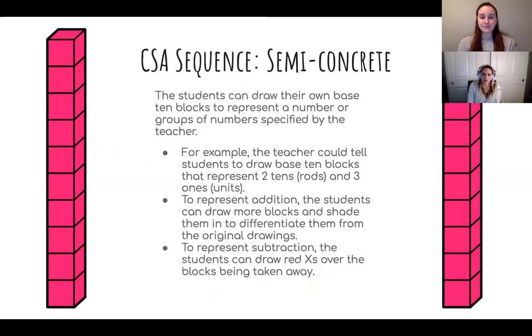And in the CSA sequence with semi-concrete learning using base 10 blocks, the students can draw their own base 10 blocks to represent a number or group of numbers specified by the teacher. So here you transition from using the concrete manipulatives to having the students draw out their own visual representation of the numbers. For example, the teacher could tell students to draw base 10 blocks that represent 2 tens, so 2 rods, and 3 ones, so 3 units. To represent addition, the students can draw more blocks and shade them in to differentiate them from the original drawings. Or to represent subtraction, the students can draw red X's over the blocks being taken away.